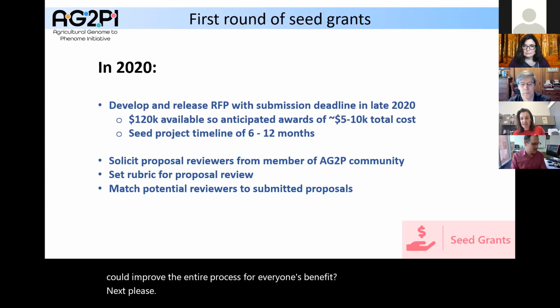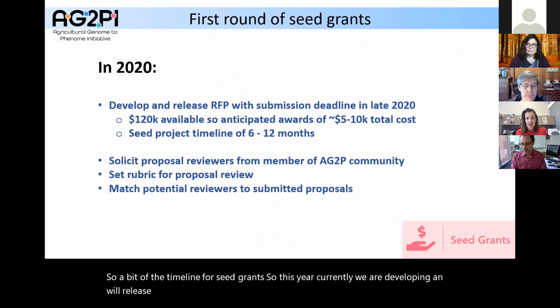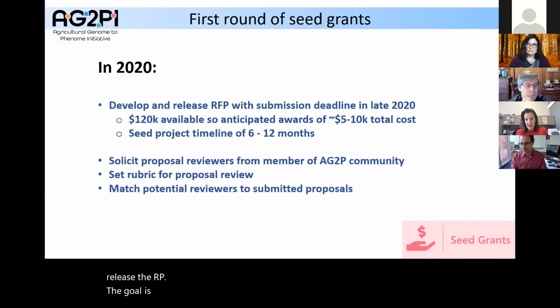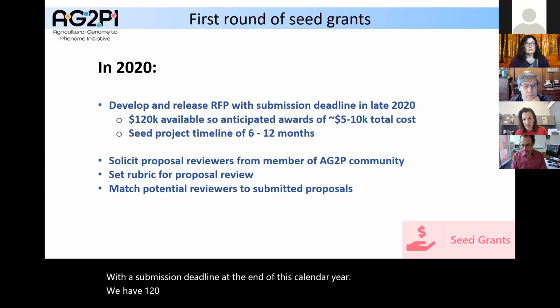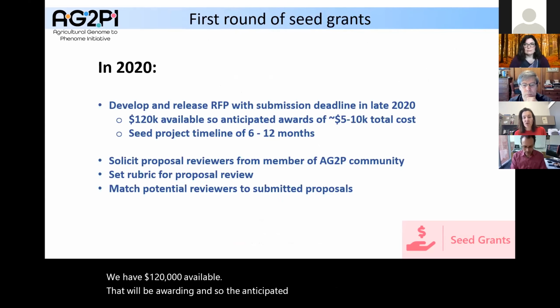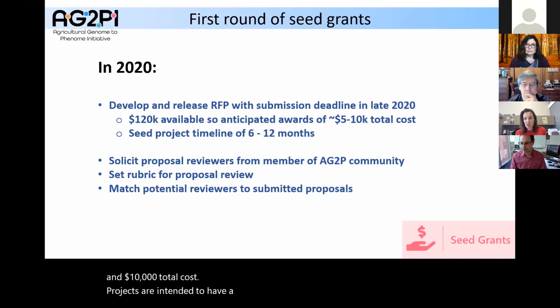So a bit of the timeline for seed grants. This year, currently, we are developing and will release the RFP. The goal is to release this next month, so November of 2020, with a submission deadline at the end of this calendar year. We have $120,000 available that we will be awarding. And so the anticipated award sizes are somewhere between $5,000 and $10,000 total cost. Seed projects are intended to have a timeline of 6 to 12 months from initiation to completion.